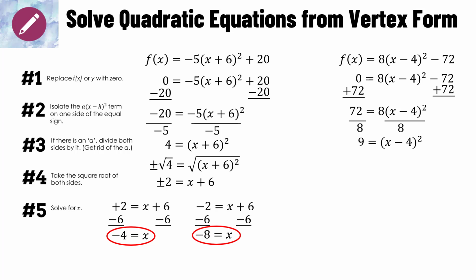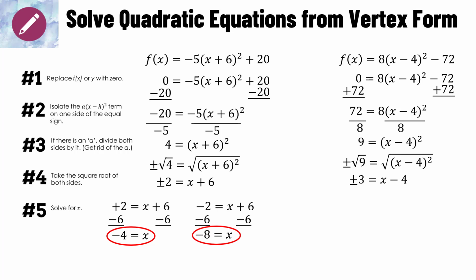To get rid of the square, we're going to take the square root. Now we have plus or minus the square root of 9 equals the square root of (x minus 4) squared. The square root of 9 is 3, so we have plus or minus 3 equals. We cancel the square and the square root, which gives us x minus 4.